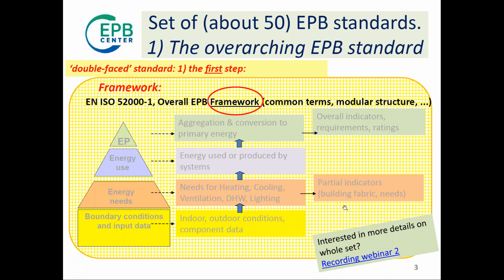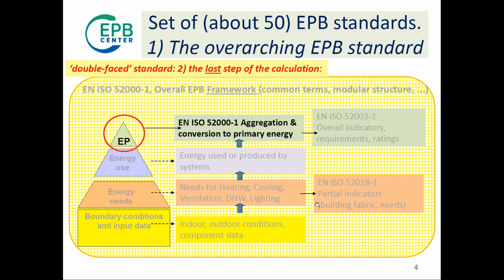By the way, if you are interested in more details on the whole set, you could listen to the recording of the second webinar, which gives you many details on the whole set. So double-faced is what I said. The second side of the overarching standard is actually the last step of the calculation. That is the overall energy performance as the top of the pyramid. It aggregates all the data from the heating and cooling, ventilation, domestic hot water and lighting systems to create an overall energy performance, and then converts that into primary energy and CO2, but I will not explain more details on that because Laurent Sokal will do that after me.